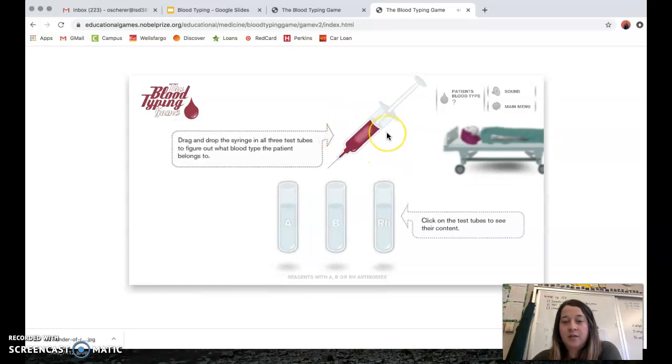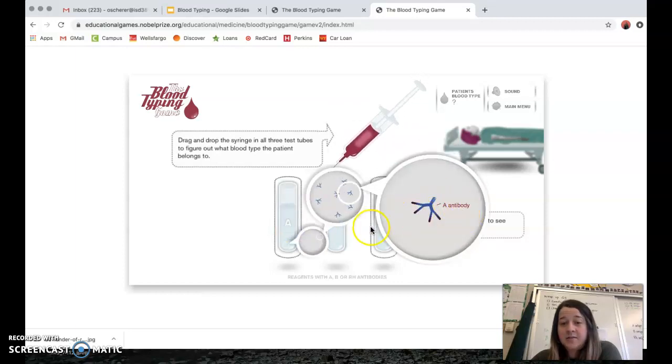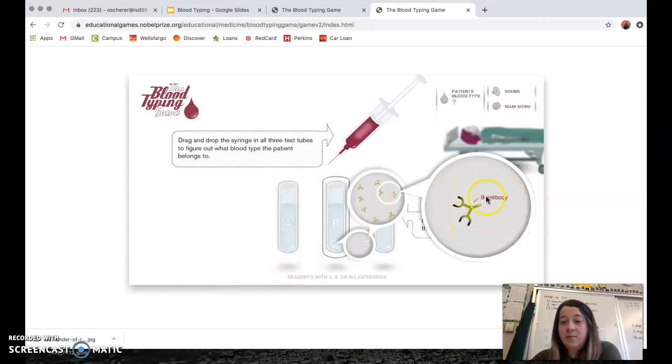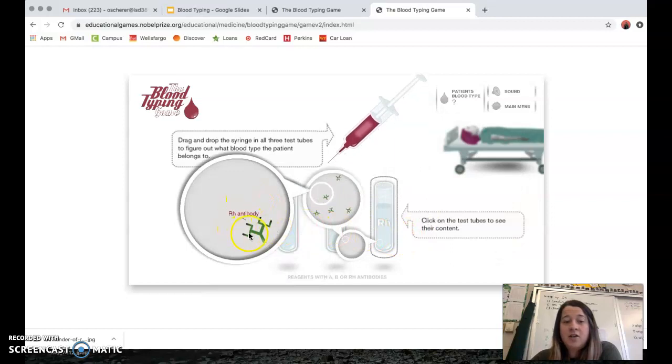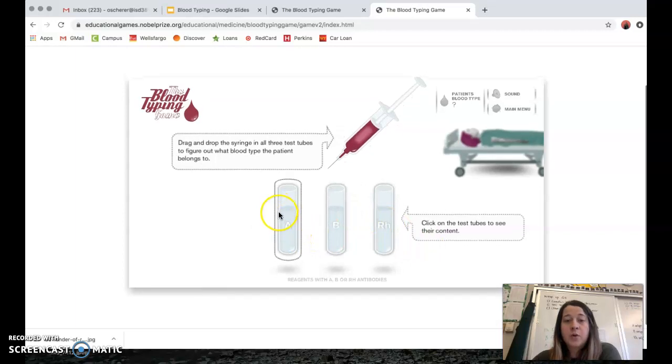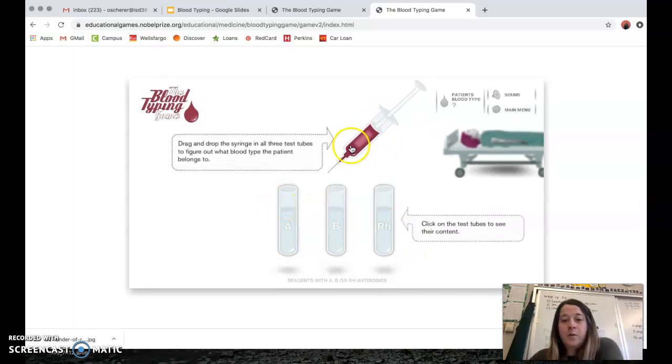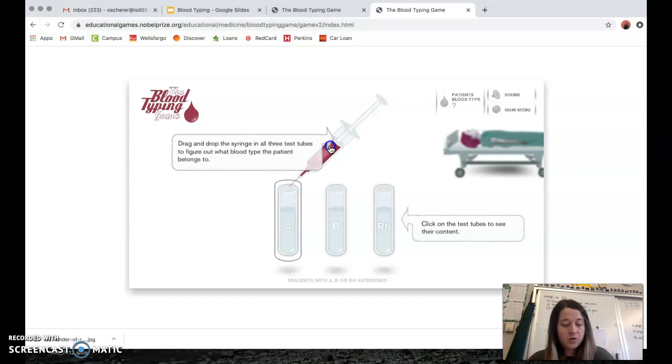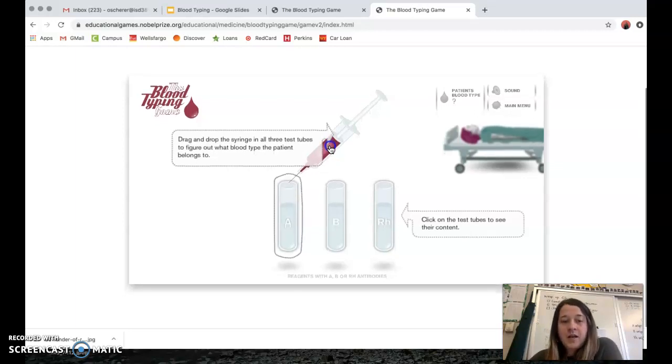Okay, so now we have a sample of their blood, and we have 3 test tubes. In the A test tube, we have A antibodies. In the B test tube, we have B antibodies, and we have RH antibodies in the RH test tube. In this blood, there should be some antigens and there should be some antibodies. If we put a sample into the A antibodies in this test tube and it clumps, we know that it is A-type blood, because A-type blood would have A antigens and it would clump with A antibodies. So we'll go ahead and give this a try.